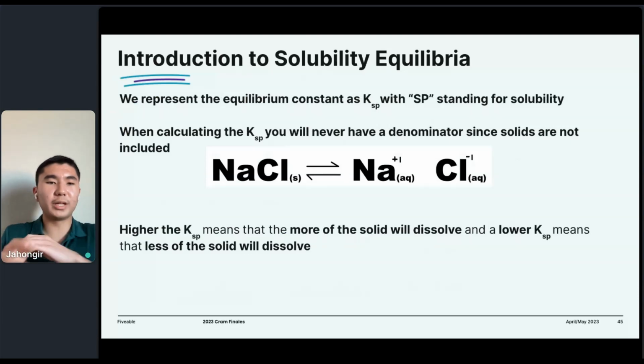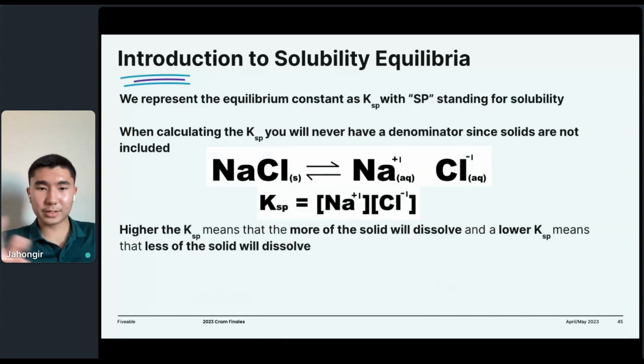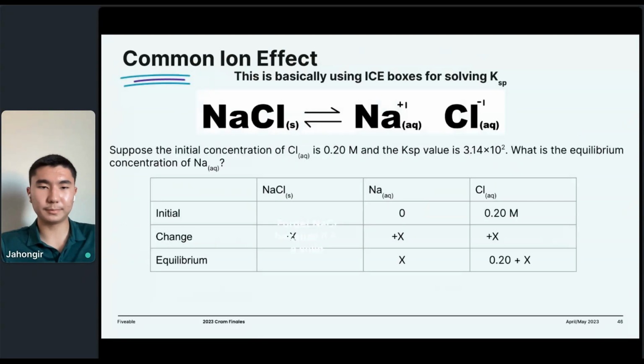So you can think about it relating back to equilibrium constant, in which if we have a high equilibrium constant, we're forming more products, and if we have a very low equilibrium constant, we're almost forming reactants. Higher KSP means forming more products. And as you can see, like I stated, the KSP will be our product. So that's going to be sodium times chlorine.